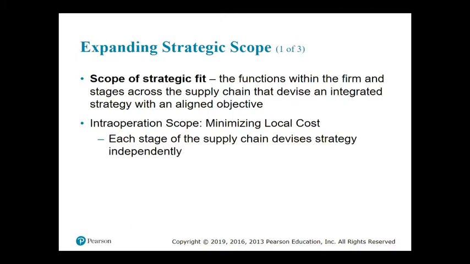So, for example, we may have the logistics or transportation department of the company. They may set their goal to minimize transportation cost. That, of course, will have implications for other stages, other functions in a supply chain. So it could result in various levels of inventory and result in different levels of responsiveness for the whole supply chain.